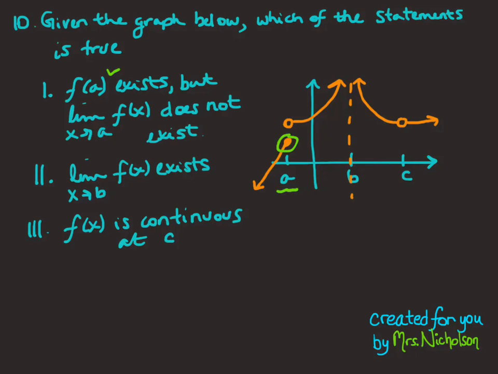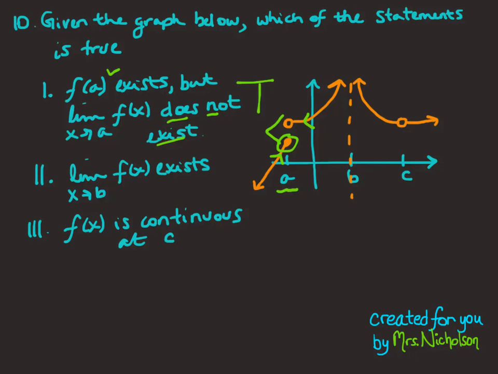Well, if I go back to a, you can see here that we have a jump discontinuity. My limit from the left is approaching a different value than my limit from the right. And so therefore the limit does not exist. And that whole statement is true. So I'm going to put a true next to that one.